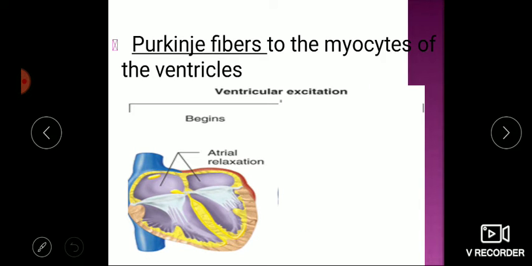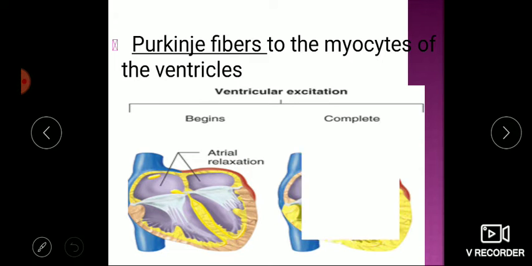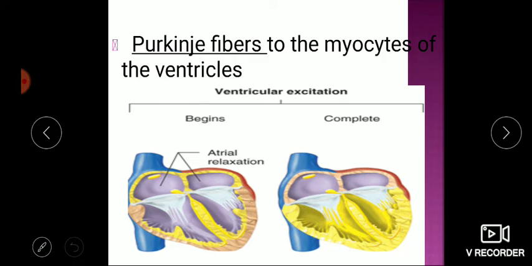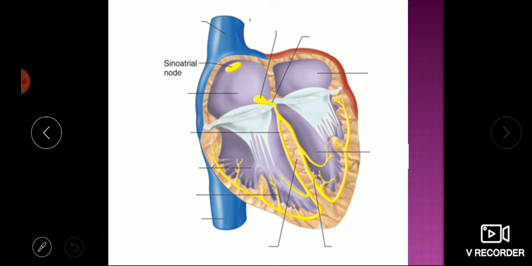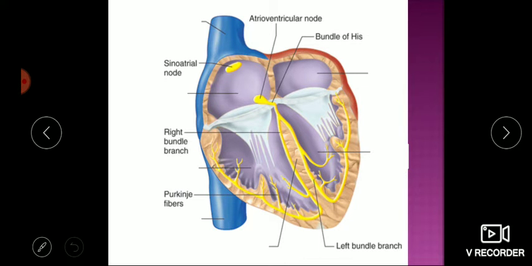So the Purkinje fibers go to the myocytes of the ventricle. Now this excitation will lead to contraction. Here the ventricular muscle is contracting. Like this the cycle gets completed. Initially the atria contract, and after that the ventricle contracts. Immediately after contraction the atria relax, then the ventricle contracts, and after the ventricular contraction the ventricle relaxes. So this is the sequence of events in the conduction of the cardiac impulse. They go very sequentially from SA node to AV node to bundle of His and bundle branches.